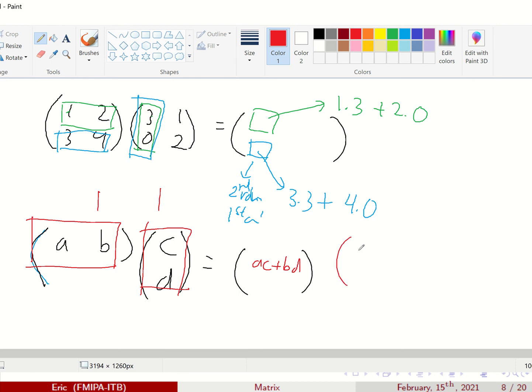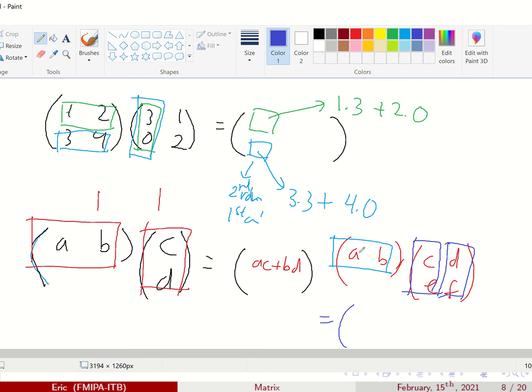Okay, what about this one? You have one row and two columns. So the result will have one row, the first row, two columns. Okay, we usually look at this like this. The size of this is 1 times 2. The size of this is 2 times 1. So the resulting matrix should be 1 times 1.